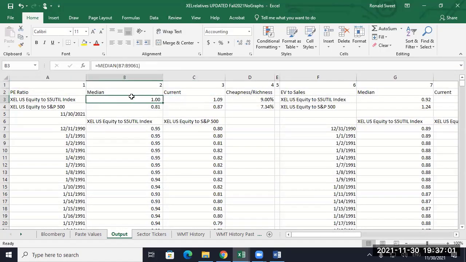So for XL, historically, they've traded right in line with their industry. Right now, they're about 9% rich to that. They've traded about 19% cheap to the S&P 500. Right now, they're only 13% cheap. This is the PE ratio. So what would you suggest is the most likely ratio you use for utilities? PE, EV to EBITDA, EV to sales, or price to book? What's the most logical one?